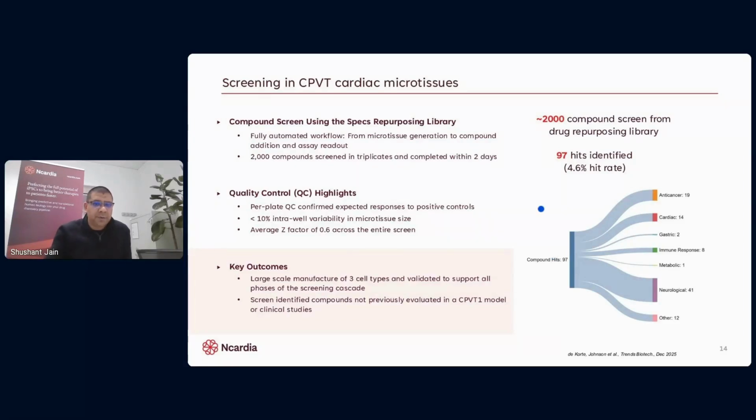Overall, the Z factor was around 0.6. Z factor is a measure of screen quality, so this is quite high. And ultimately, we were able to identify a number of potential not novel compounds, but new compounds that could potentially be repurposed for the treatment of CPVT.